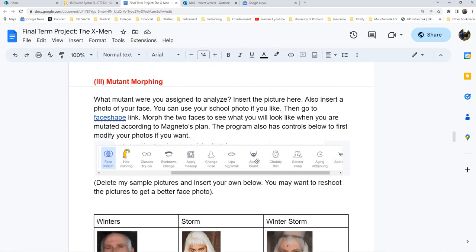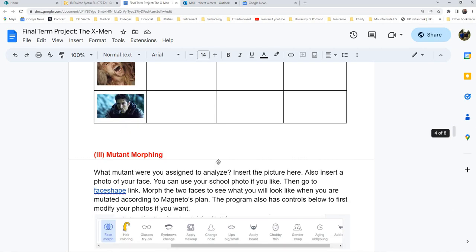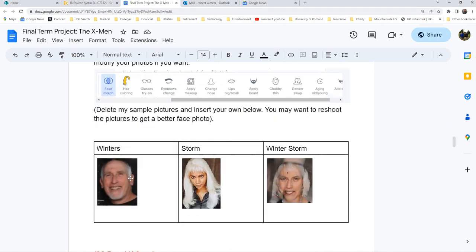Then we're going to go ahead and have a little fun here. I want you to see what would happen. I'm going to assign you one mutant from that list. I want you to make comments on all of them, but then I'm going to randomly assign. And if you could load up your own picture; I put mine here as an example. And let's say I was assigned Storm as my mutant.